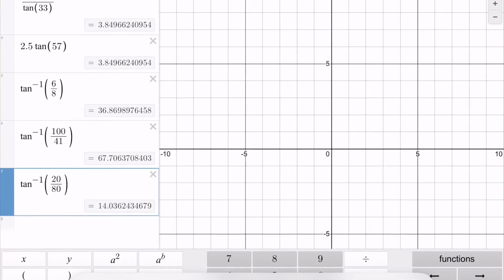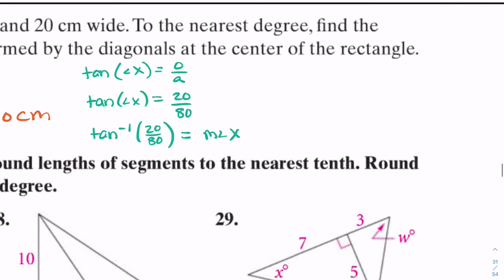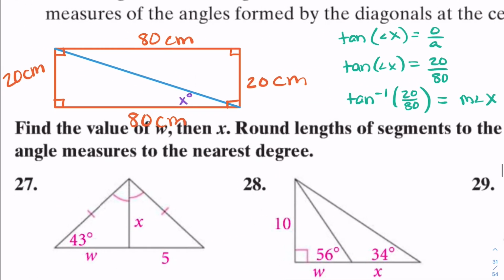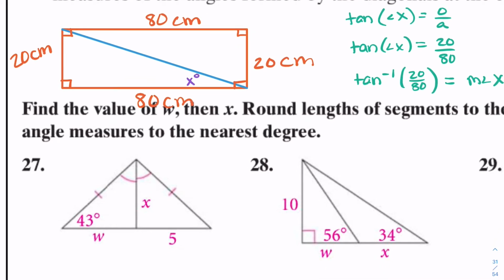It appears to be about 14 degrees. So we'll say that the measure of angle X is approximately 14 degrees. So if X is 14, if that is 14 degrees, I'm going to rewrite it like this.